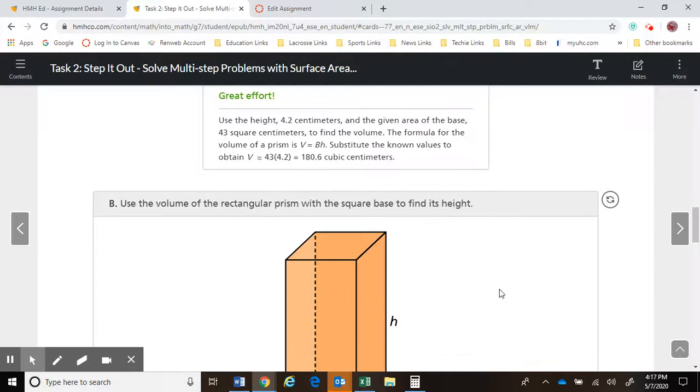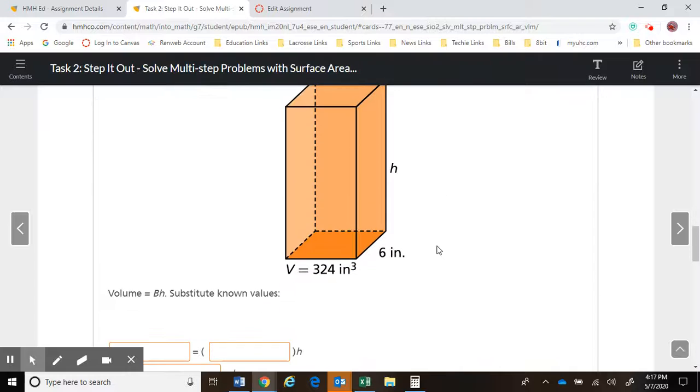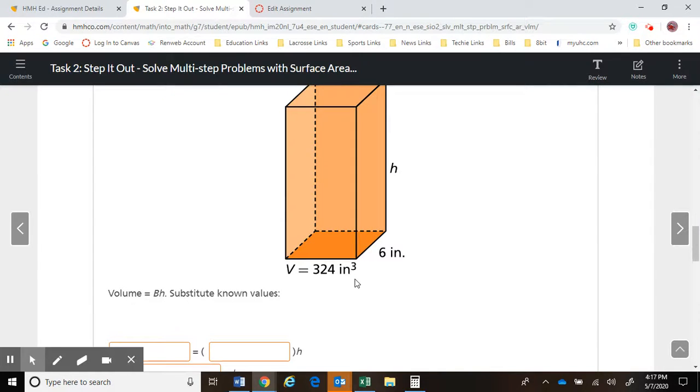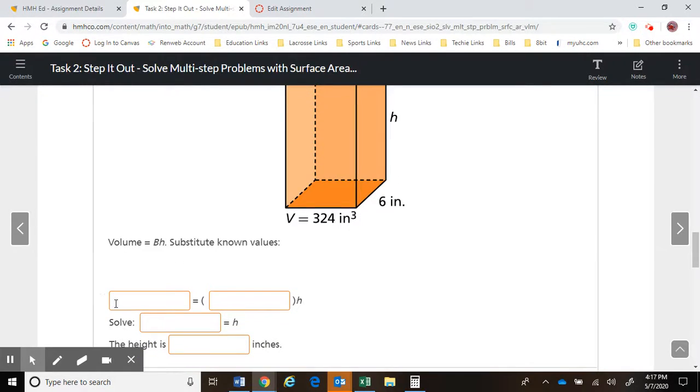Okay. Let's try another one. All right, rectangular prism, square base. We want to find its height. Okay, again, they give me the volume. It's 324. And I know the area. I need to know the area of the base, and I need to know the height. So let's see.